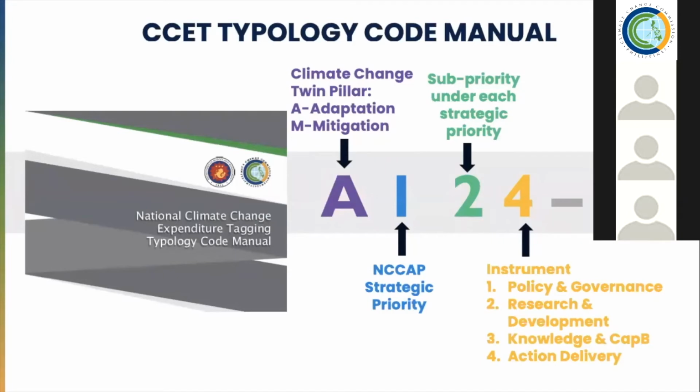The third one is the sub-priority under each strategic priority. These are the outcomes identified in each NCCAP strategic priority. The next one is the instruments wherein the PAP will be classified. The last one is the CCET activity.